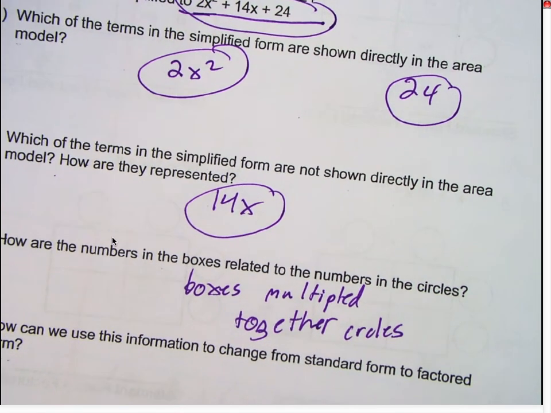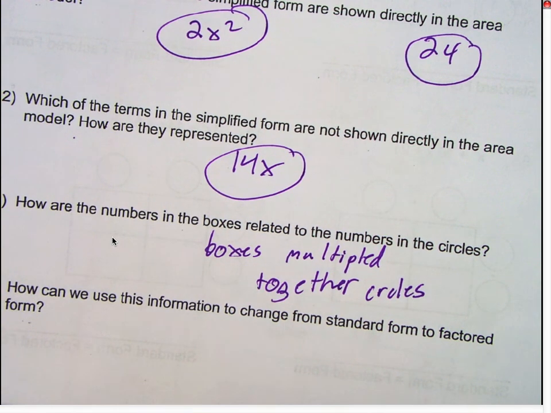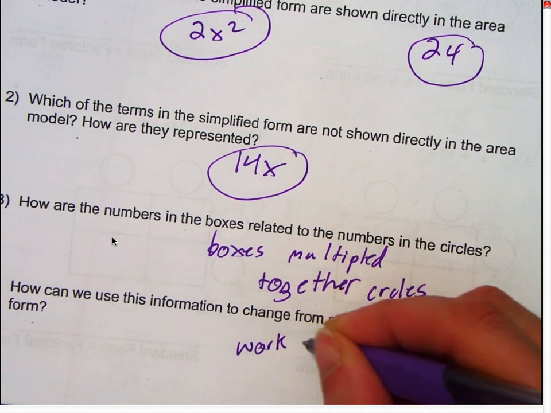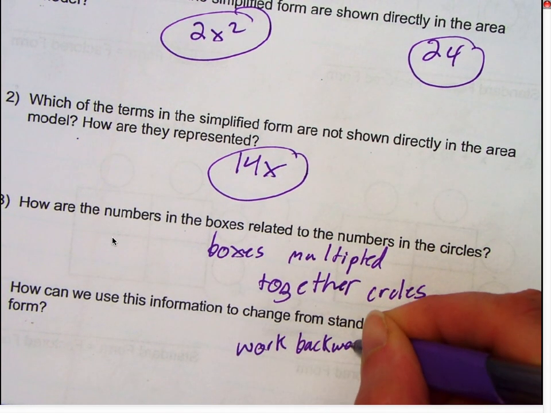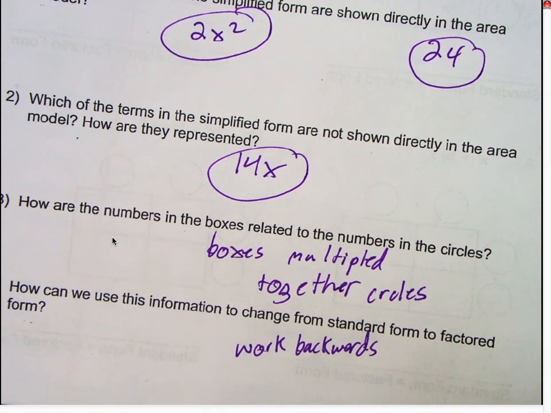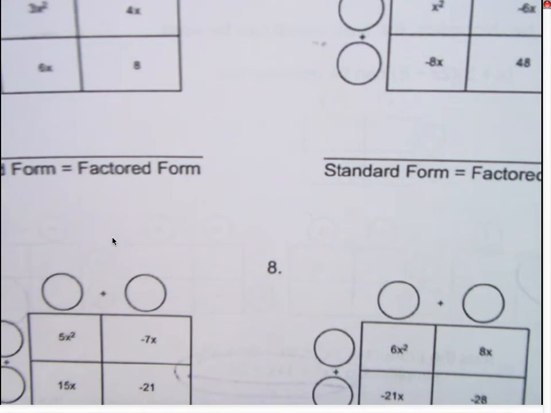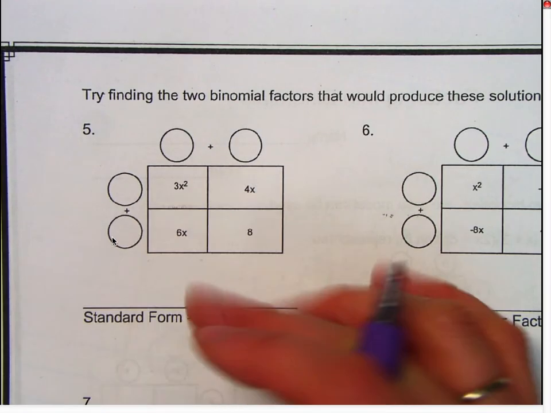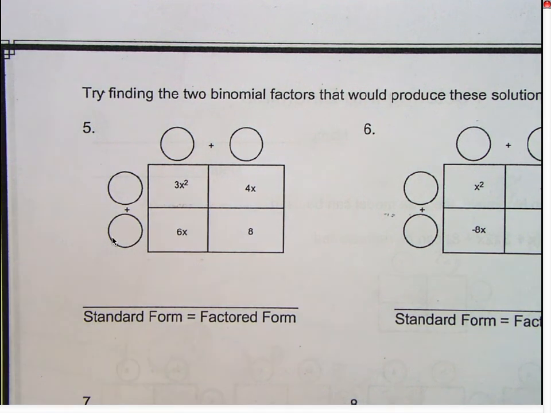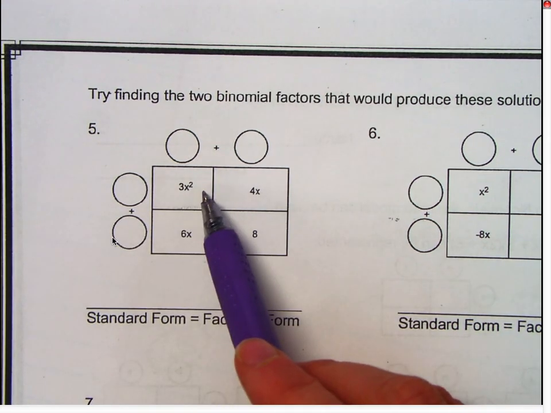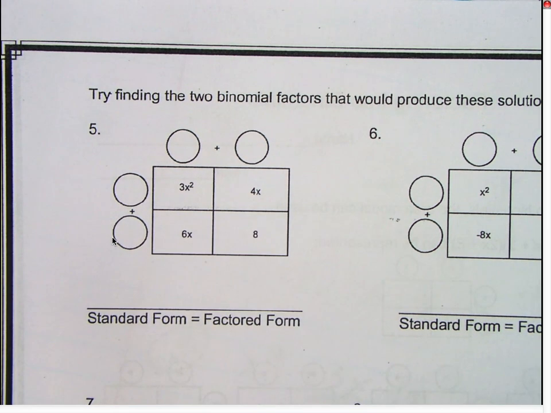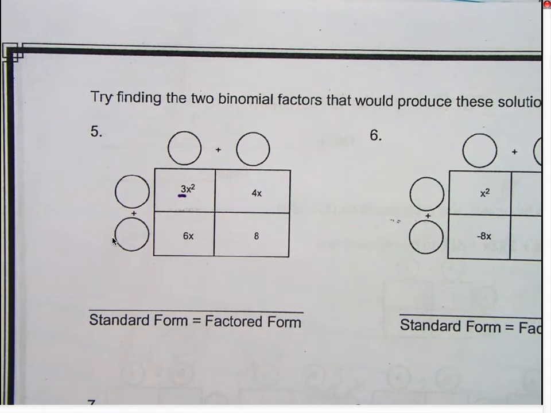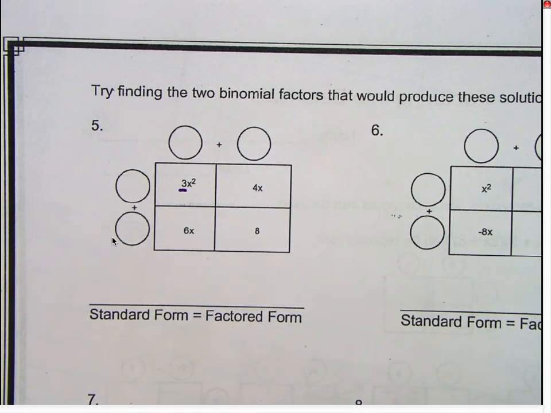How can we use this information to change from standard form to factored form? We're going to work backwards. Okay, let's turn it over. We're going to start with something a little bit simpler. We've got 3x squared, 4x, 6x, and 8. This is starting to look at how we're going to deal with that number in front of x squared. Let's do the simpler one first.